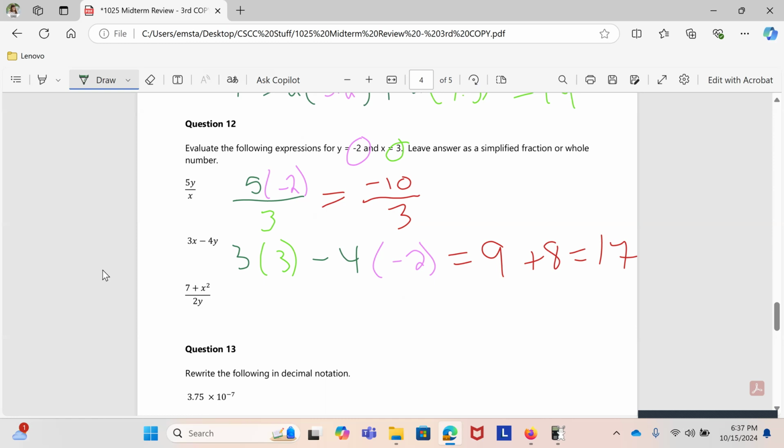Next one, I'm going to go ahead and keep everything in dark green. That stays a 7 plus 2. What am I replacing x with on the top up there?